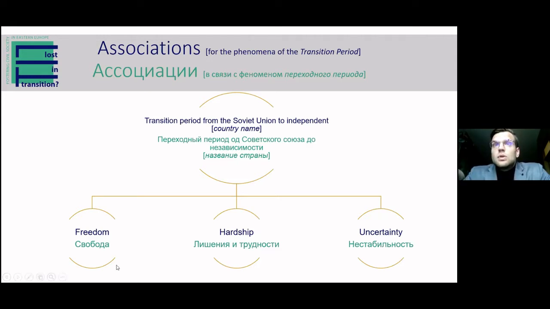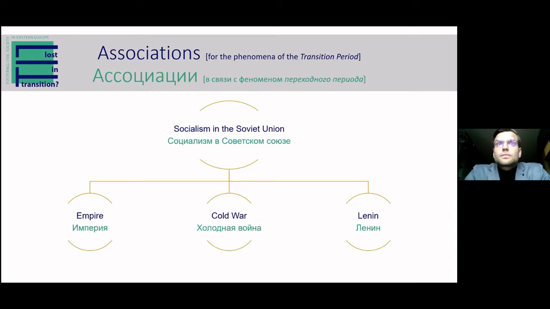To look at a further example, socialism in the Soviet Union: for my students, what came to their minds was the empire, Cold War, and Lenin. Very broad associations, with very little explanation of what exactly that socialism in the Soviet Union was. And we'll come soon to the visual objects, and how we can use them in modifying and explaining those associations.